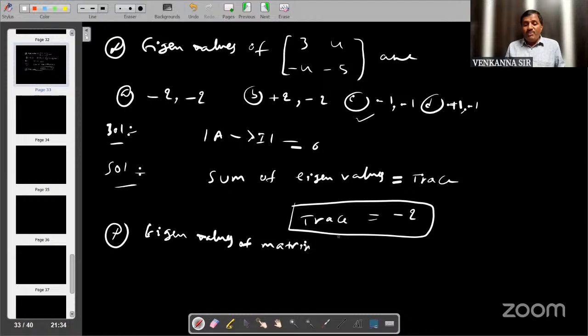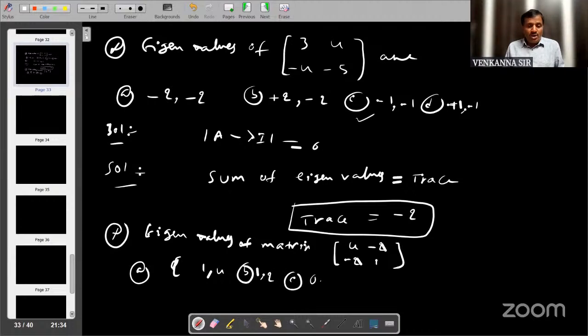In the previous GATE papers, you will find so many questions from eigenvalues and eigenvectors. Sum of the eigenvalues of the matrix [4, -2; -2, 1]. Option A: 1, 4. Option B: 1, 2. Option C: 0, 5. Option D: cannot be determined.